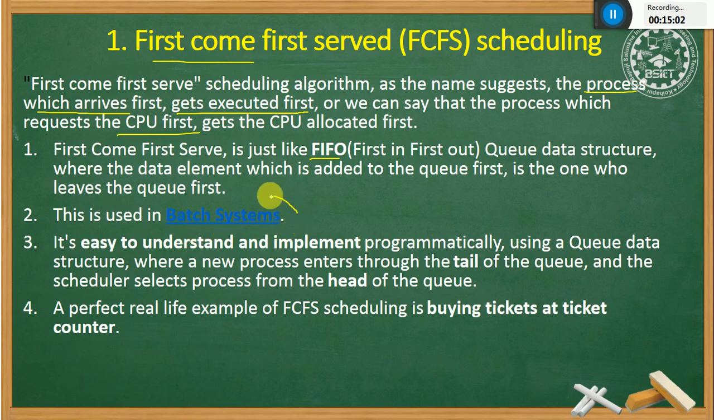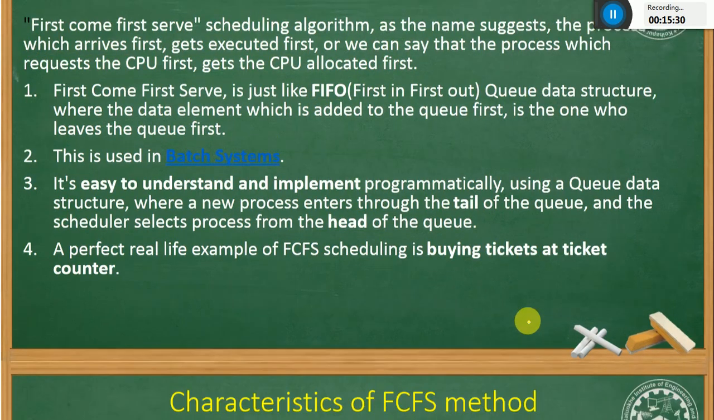Okay, first come first serve scheduling is generally used in batch operating systems. In this scheduling there will be a ready queue in which new processes are entered from the tail and the CPU will be allocated from the head. It is similar to a real life example of buying a cinema ticket at the counter.